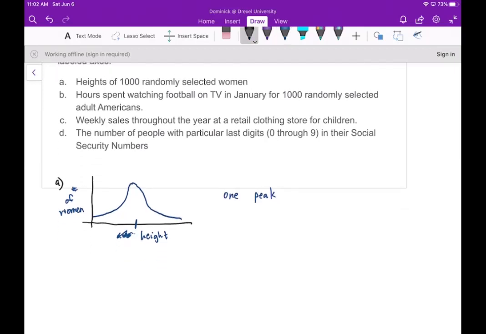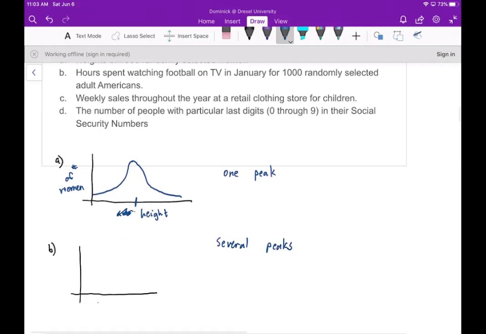Now in part B, we have hours spent watching football on TV in January for 1,000 randomly selected adult Americans. Now this one you could have a couple of different peaks, right? Because of the following. The number of hours will be here, and the number of people here.